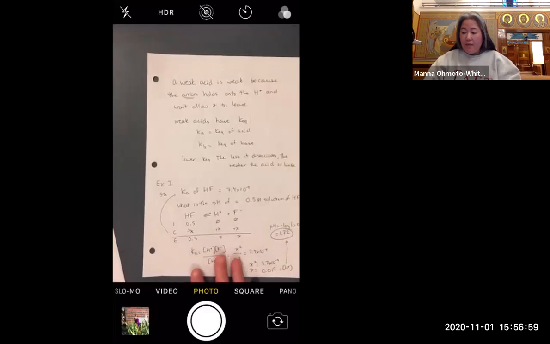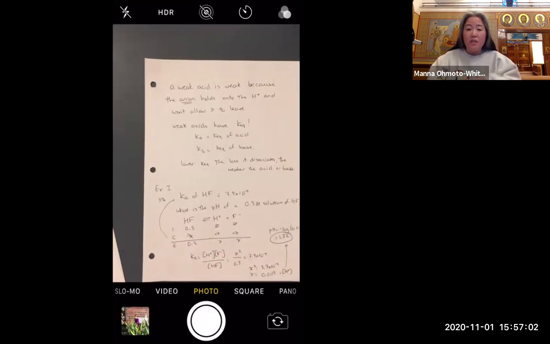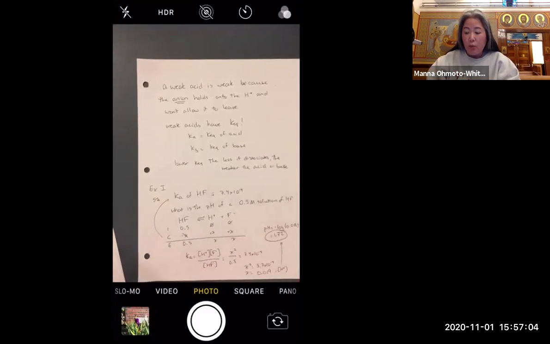So a weak acid is weak because the anion holds on to the H plus ion and won't allow it to leave. So weak acids have a Keq. So you can think of a weak acid as weak because it has a strong anion. The intermolecular force of attraction between the anion and the H plus ion is really strong. Water can't rip it apart. So weak acids have a Keq.